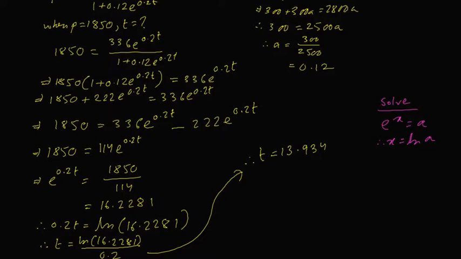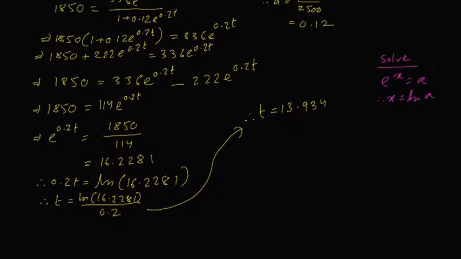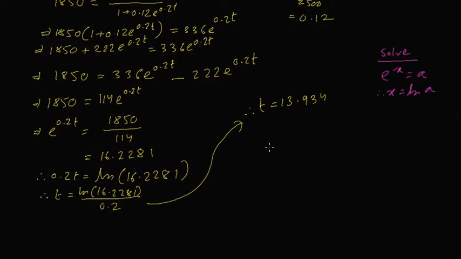13.934. Now, did they tell us to write the answer in a certain way? Find the number of years. So number of years, we can write it 14 years, or we can write 13.9 years. You have to give the unit, otherwise you will not get the A1 mark.